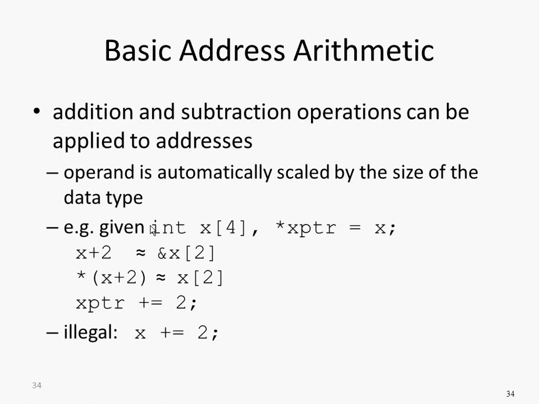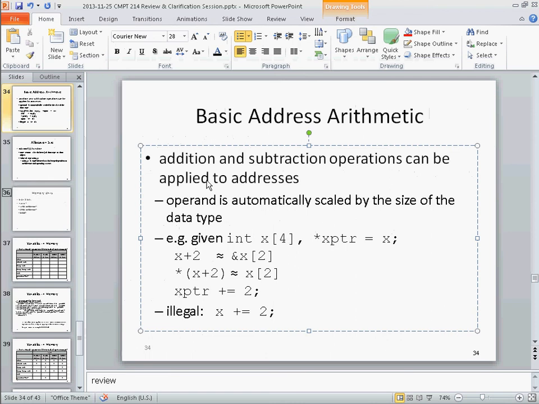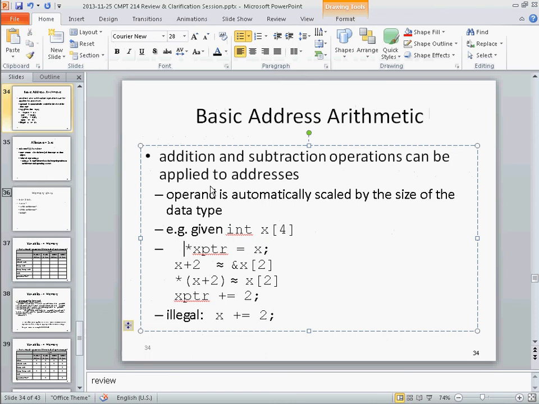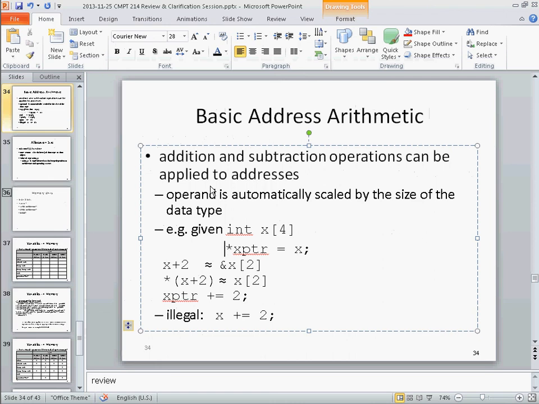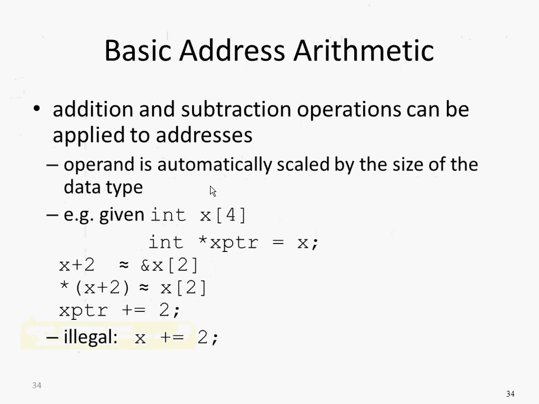So if we have int star x pointer equals x, here we're saying this is the pointer to the x array, and we could add 2 to it, and now it will be referring to a later element of the array. Here it was referring to the beginning of the array, x pointer equals x.